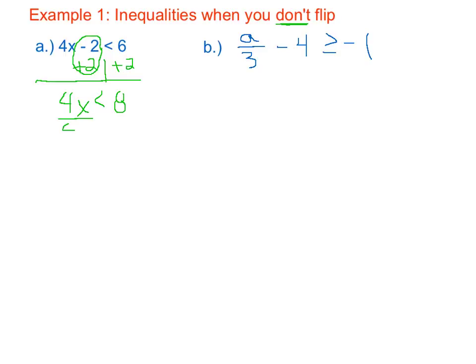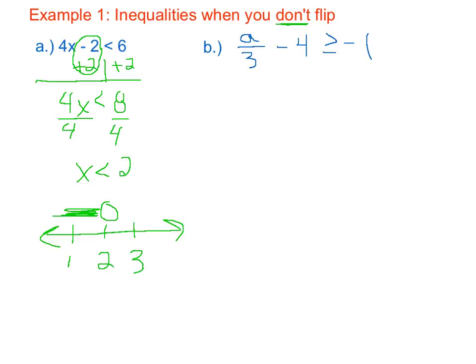Well, to get x by itself, we got to divide both sides by 4. So x is less than 2. If we graph this on a number line, going to put 2 in the middle, 3 to the right, 1 to the left. We're going to have an open dot at 2, and we're going to shade to the left. And we didn't flip the inequality sign because if you look at what we did to both sides, we divided both sides by a positive 4, so we don't have to change it.